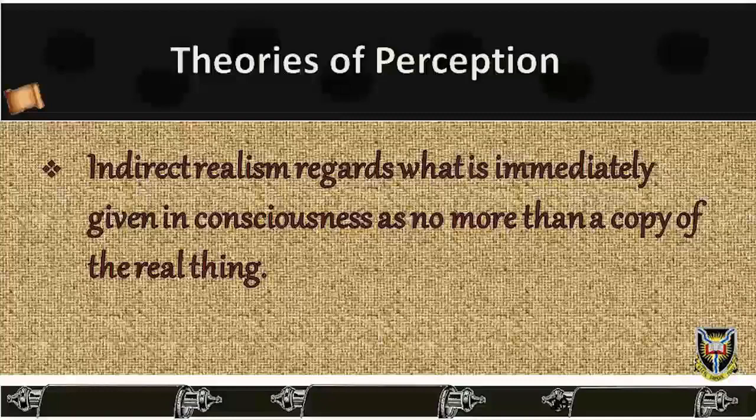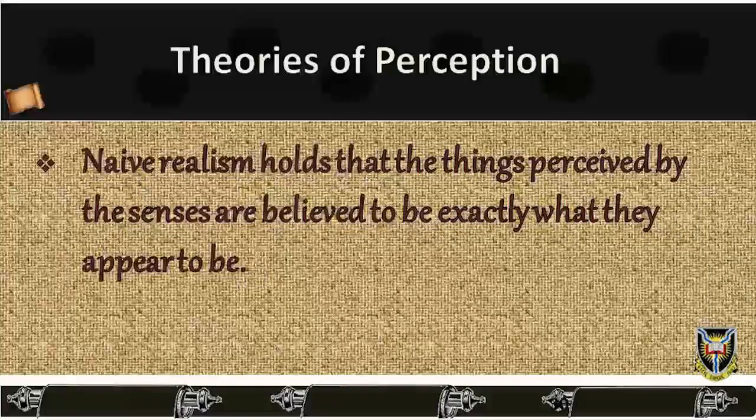An extreme version of realism is known as naive realism. This theory of perception holds that the things perceived by the senses are believed to be exactly what they appear to be. There is the belief that there is a real external world and that our perceptions are caused directly by that world. It has its foundation in causation because an object being there causes us to see it.